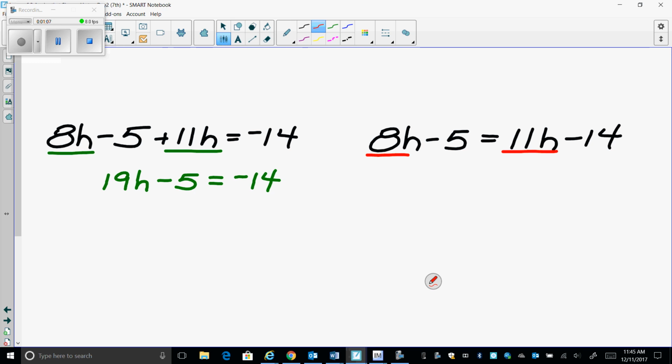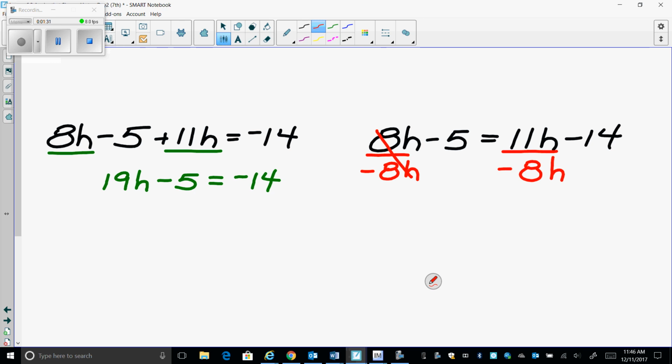What I have to do is I have to move one of the terms to the other side of the equation. So what I've told you in class is I typically move the smaller term, the smaller number. That would mean 8h. So I am going to subtract 8h on the left-hand side, which cancels these out, and I'm also going to subtract 8h on the right-hand side.